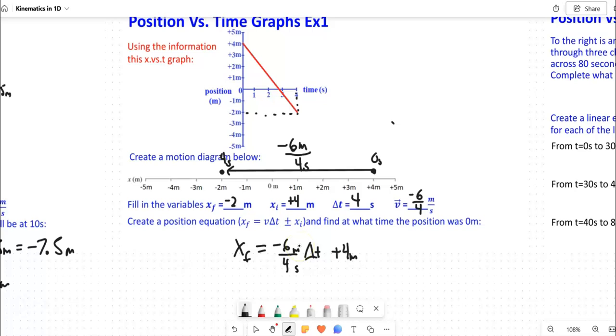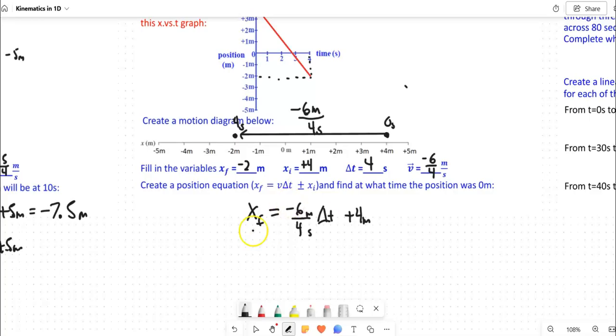Okay, we want to know at what time it crosses the 0 meters. So I think what they're asking is when are we crossing the 0 meter axis? In other words, if our final position is 0 meters, at what time does it do that? So I think we have to solve for delta t here. Going to have to do a little bit of algebra. That's okay.